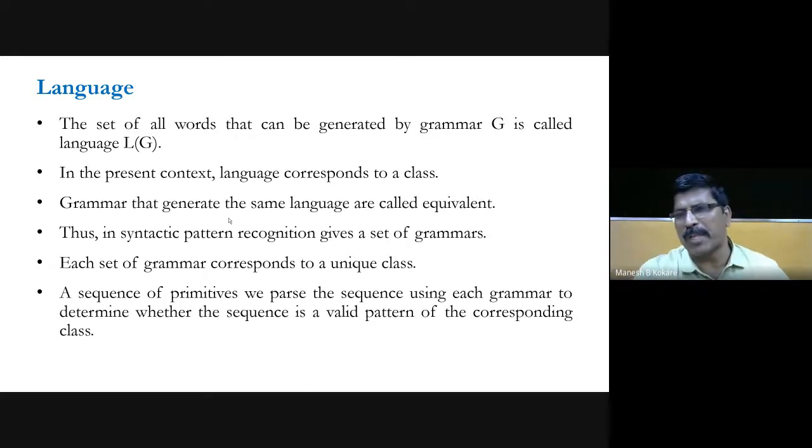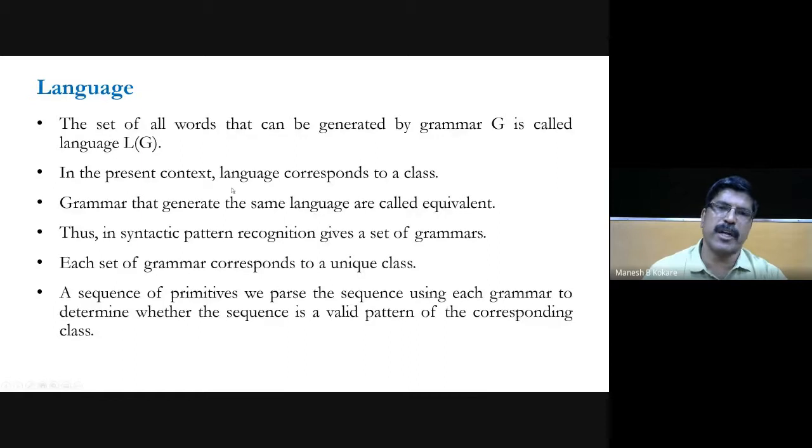Otherwise, if it is not forming the language of the first class, then you have to use the set of production rules or grammar of the second class and see whether you are getting the language of the second class. If not, then it does not belong to class 2, and you have to repeat up to the number of classes. If it is matching, then you can say that the unknown pattern belongs to that class. If the language of the unknown pattern and the language of the known class match, then the unknown pattern belongs to this class. So in the present context, language corresponds to a class.